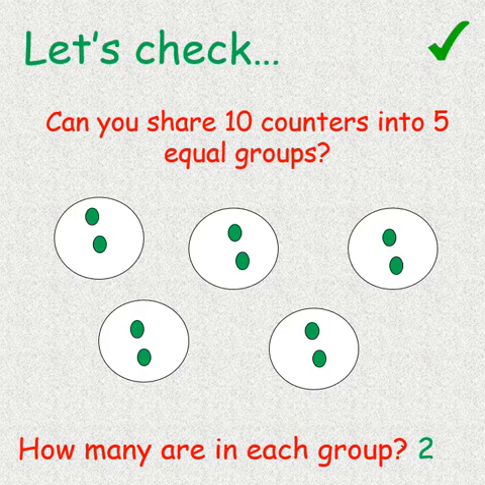Okay, let's check. You should have made 5 groups, and in each group you should have 2 counters. Okay, so well done if you got that right.